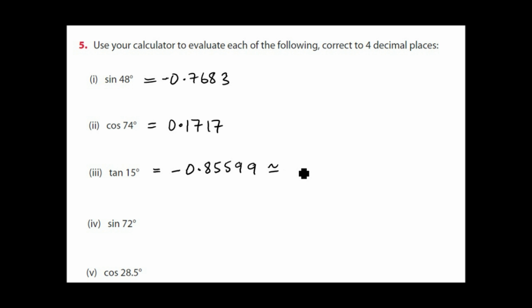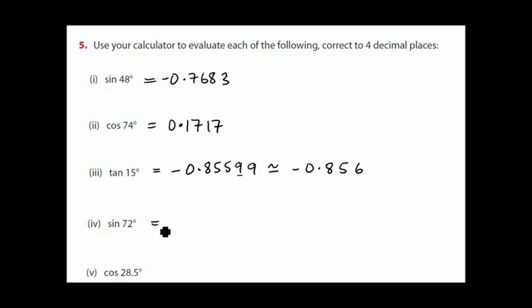Now this is an unusual one. I've written down 5 places here because when you round off the 4th place, the 9 here, it rounds up again. So we have to actually round up twice. So it becomes 0.8560 if you want, or 0.856.